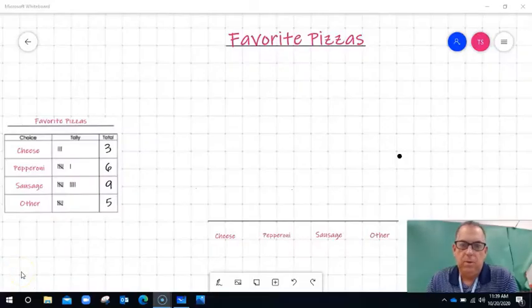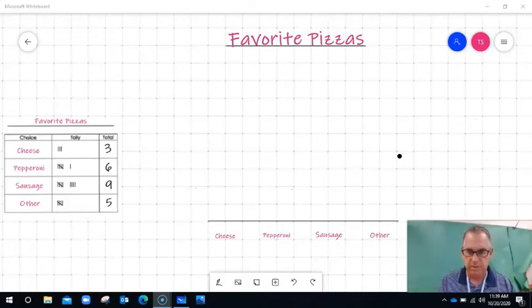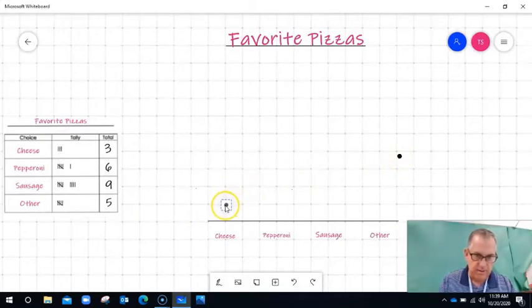Okay, now we're going to work on a dot plot, and we're going to use the data from our favorite pizza toppings, and we're just going to basically take that data and turn it into a dot plot. So if you look over there, the cheese, there's 3 of y'all chose cheese, so I'm going to put 3 dots above cheese. Okay, with dot plots, there's a one-to-one relationship between the dots and the data.